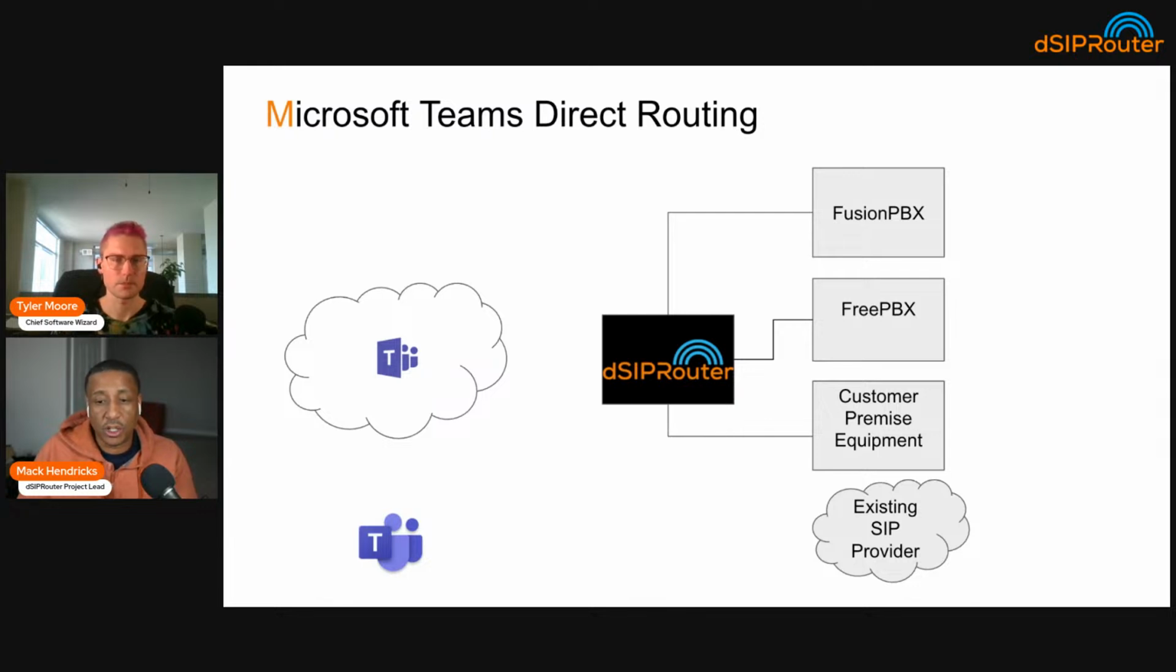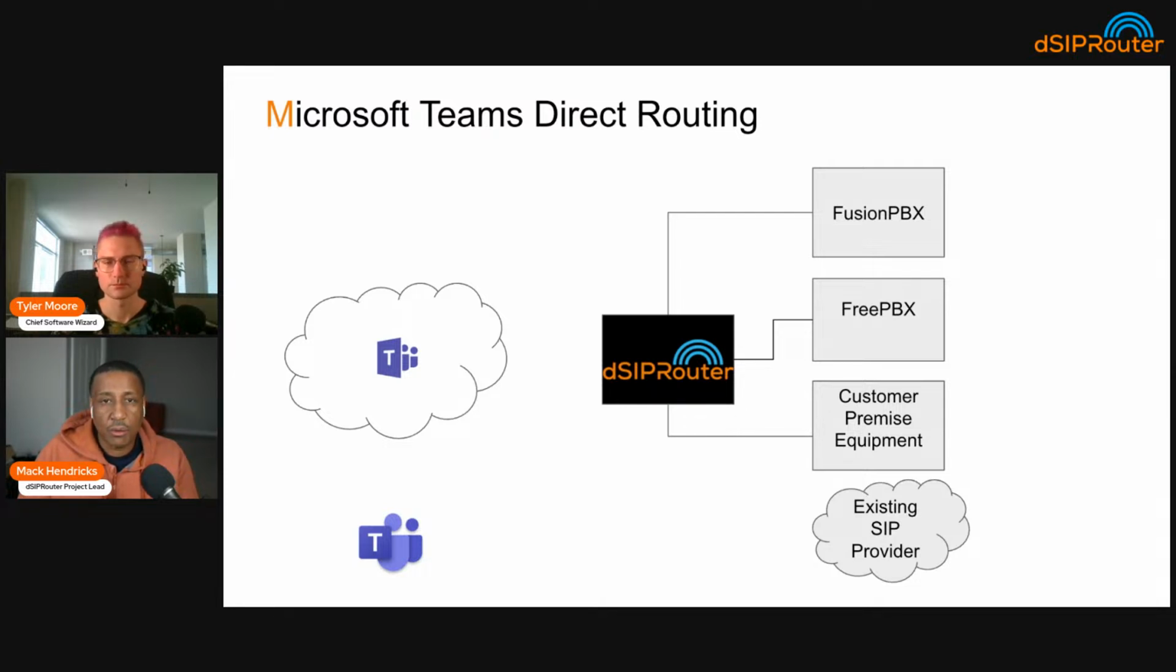But there's direct routing, which we'll focus on, which is the original way, which basically allows you to use your existing setup. Let's say you had, for some reason, FusionPBX or FreePBX, and you have some users on there that you want to talk to your Microsoft Teams environment. dSIPRouter can sit in the middle. I'm not going to talk too much about that.